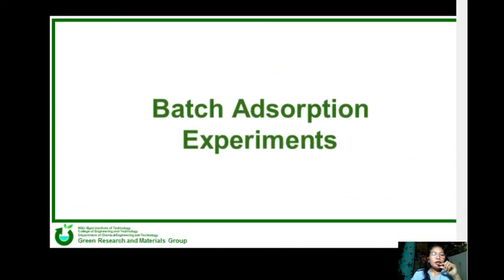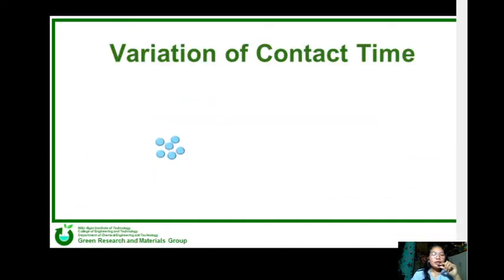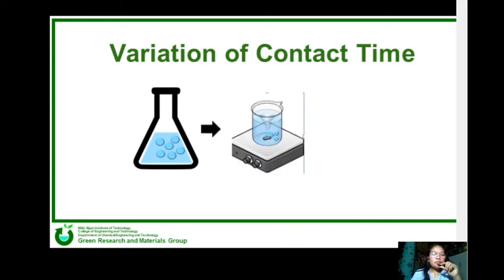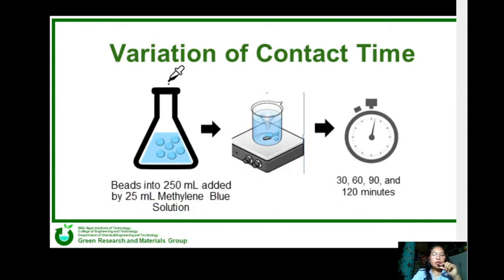Since contact time affects the removal of methylene blue from solution, place 0.1 grams of beads into a 250 ml methylene blue solution. The concentration of methylene blue in solution will be recorded at 30, 60, 90, and 120 minutes. The amount of methylene blue in the solution after each contact time will be measured to determine the adsorption capacity of the hydrogel beads.